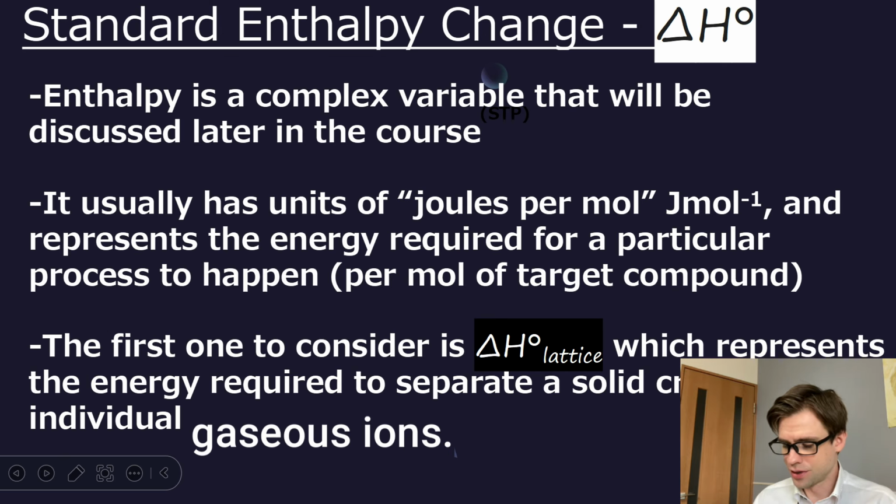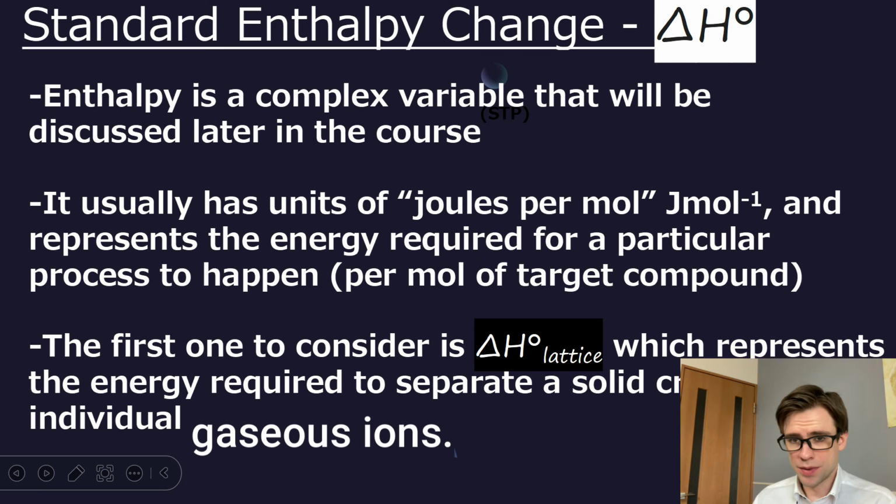And the standard, the little circle in the top right as a superscript, I think just means under standard conditions. So something like room temperature, you can imagine room pressure. This enthalpy usually has units of joules per mole or perhaps kilojoules per mole. So we're not really finding the enthalpy required to do something to one atom or ion, but for a mole's worth of atoms or ions. This represents the energy required for a particular process to happen per mole of the target compound.